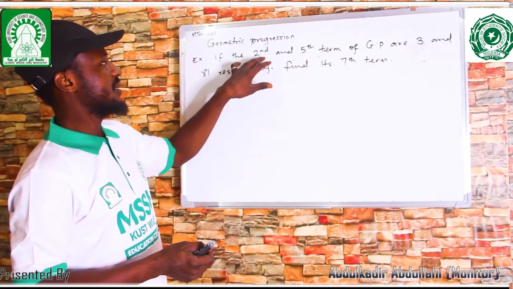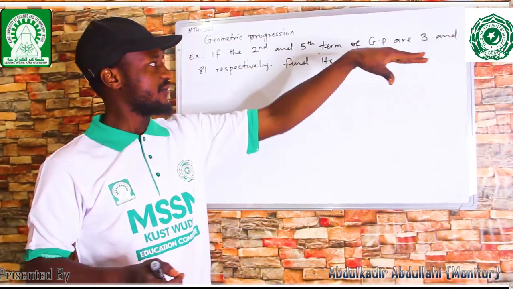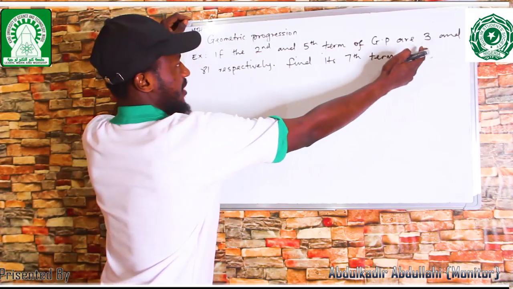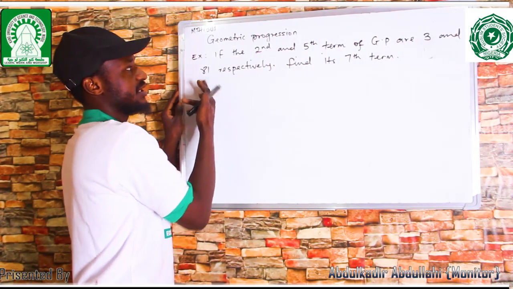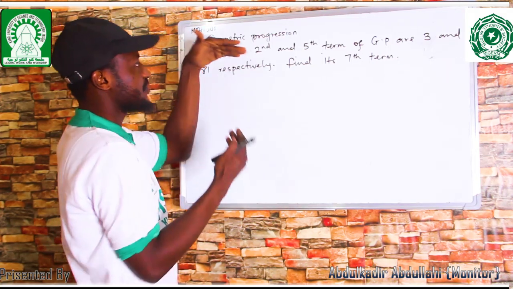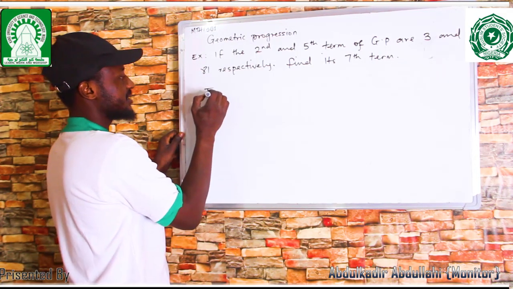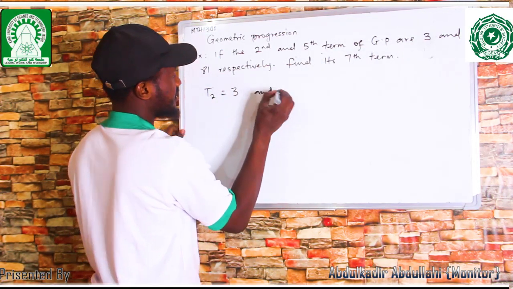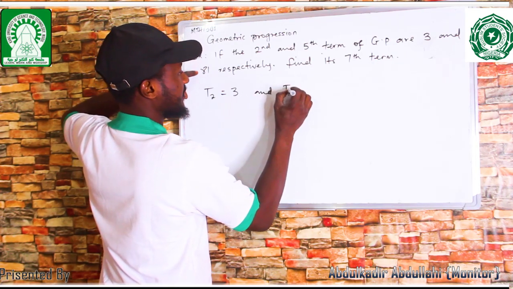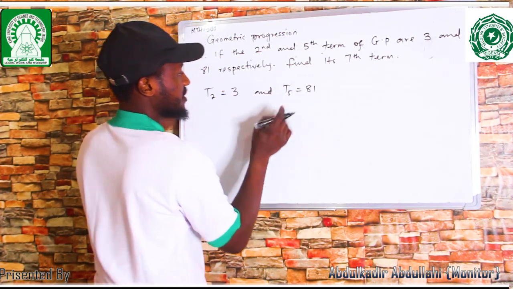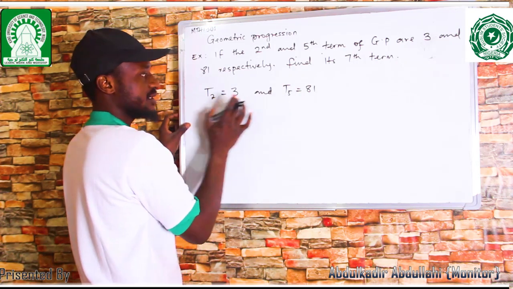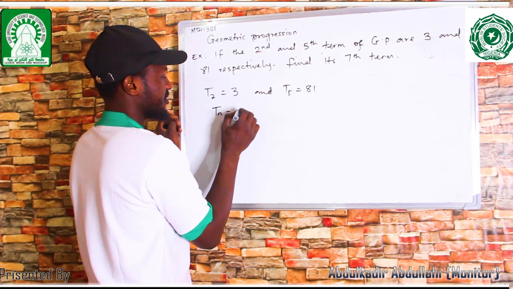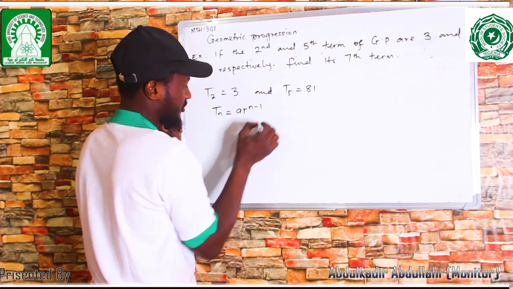In this case, the series or sequence of terms is not given, but we are given some information. That is the second term, which is given as 3, and the fifth term, which is given as 81. So we are going to make use of this. The second term is 3, and the fifth term, T of 5, is equal to 81. Having known that the second and fifth terms are given, you just recall the formula which says Tn is equal to A R^(n-1).